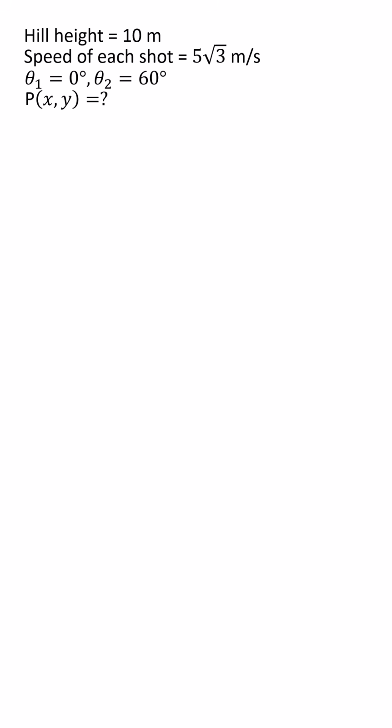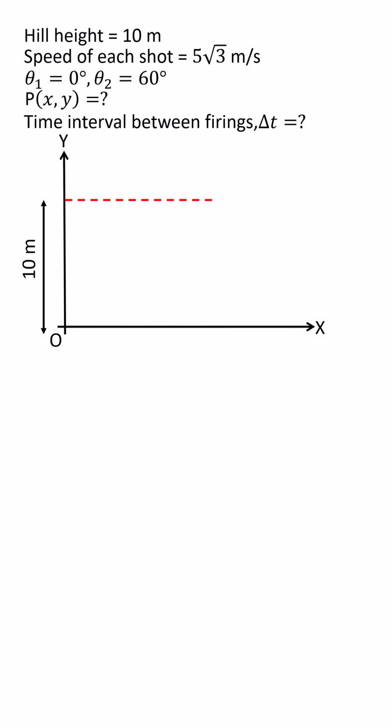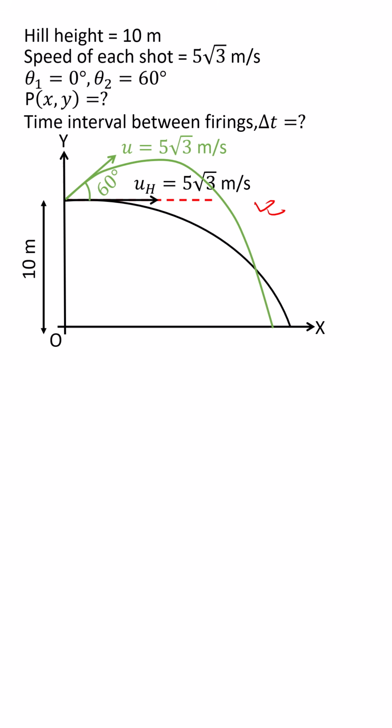Okay, here is another question. Two bullets are fired, one horizontally and one vertically, making angle 60 degree. These two bullets collide at this point. When they collide, x1 equals to x2 and y1 equals to y2. Okay, this is first bullet and this is second bullet.